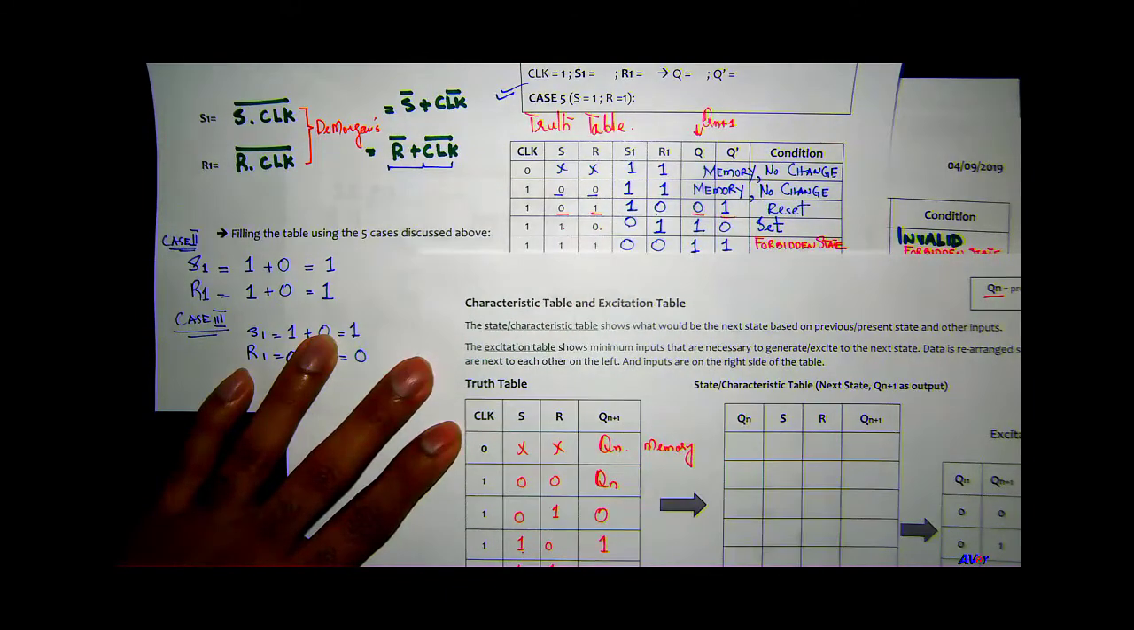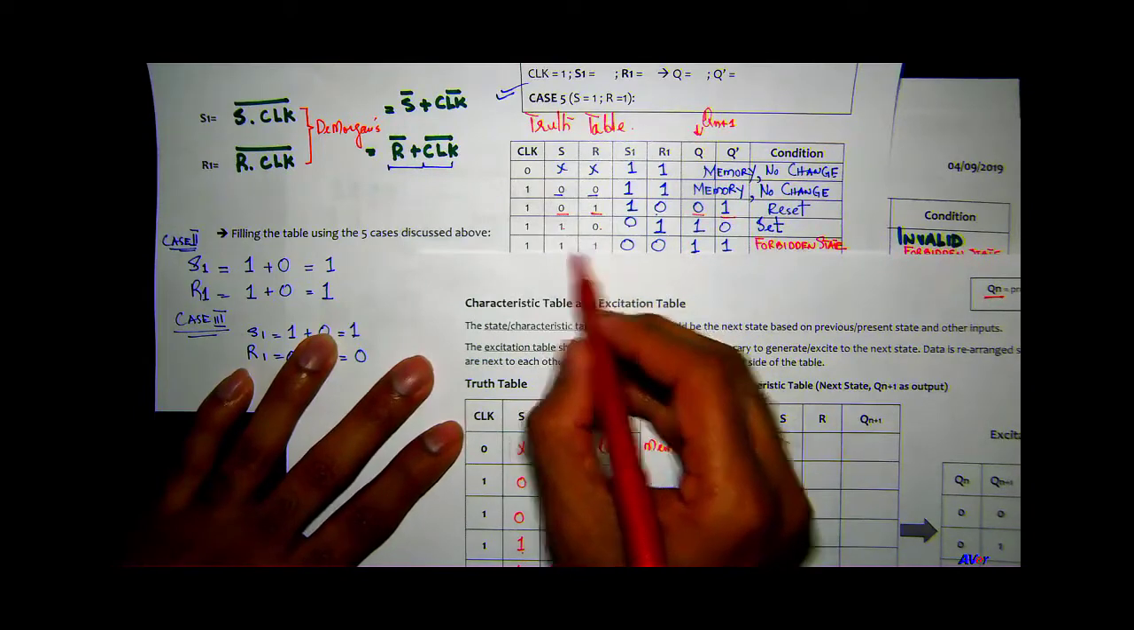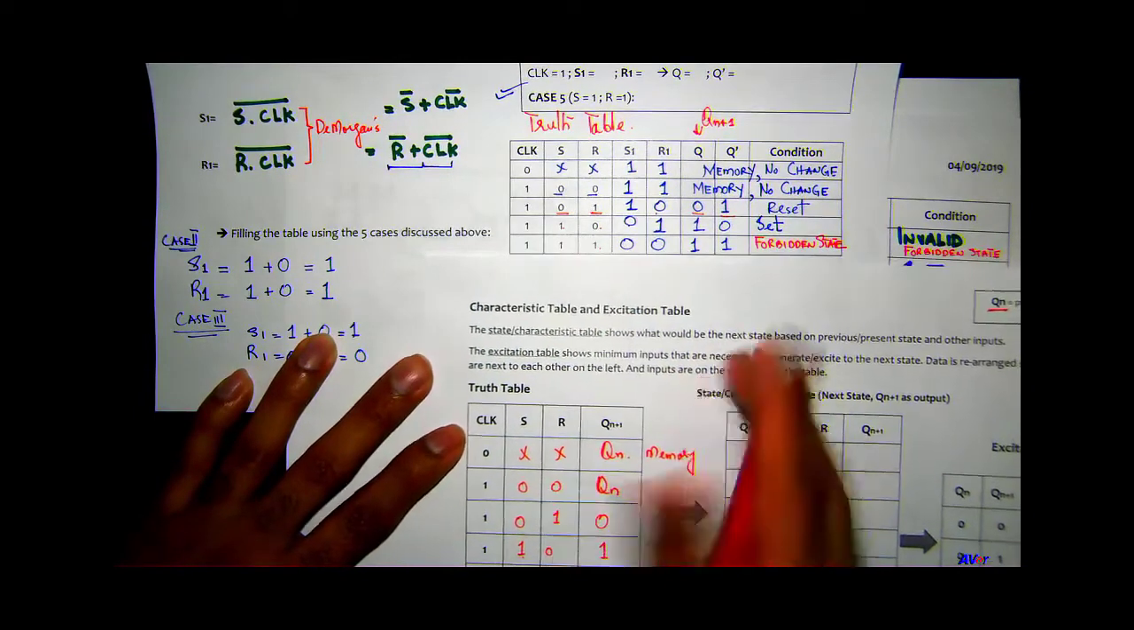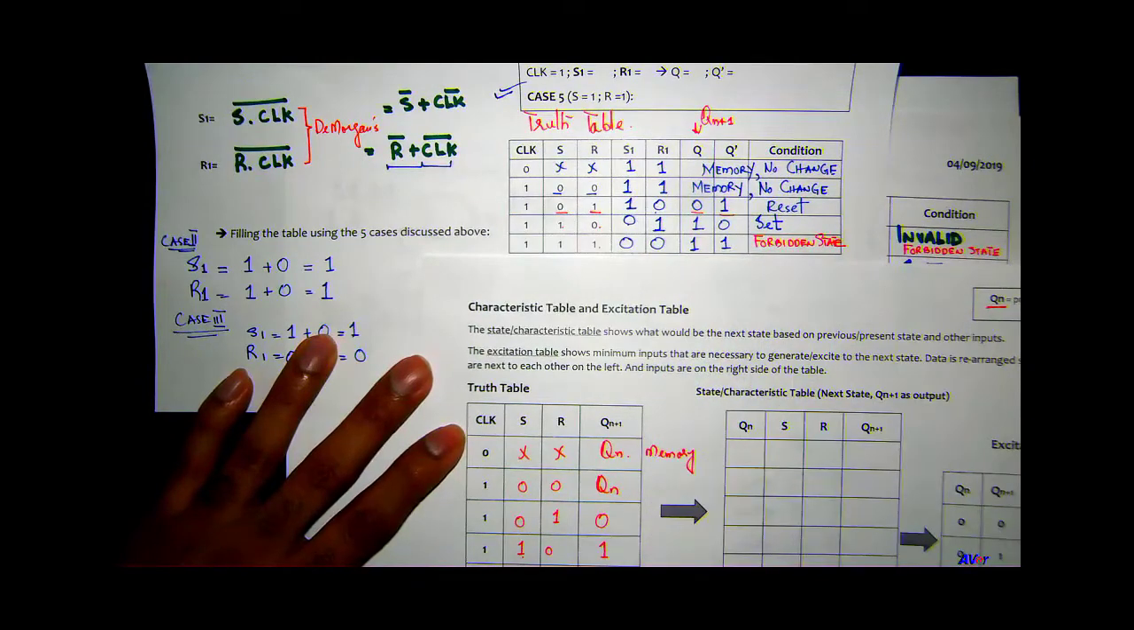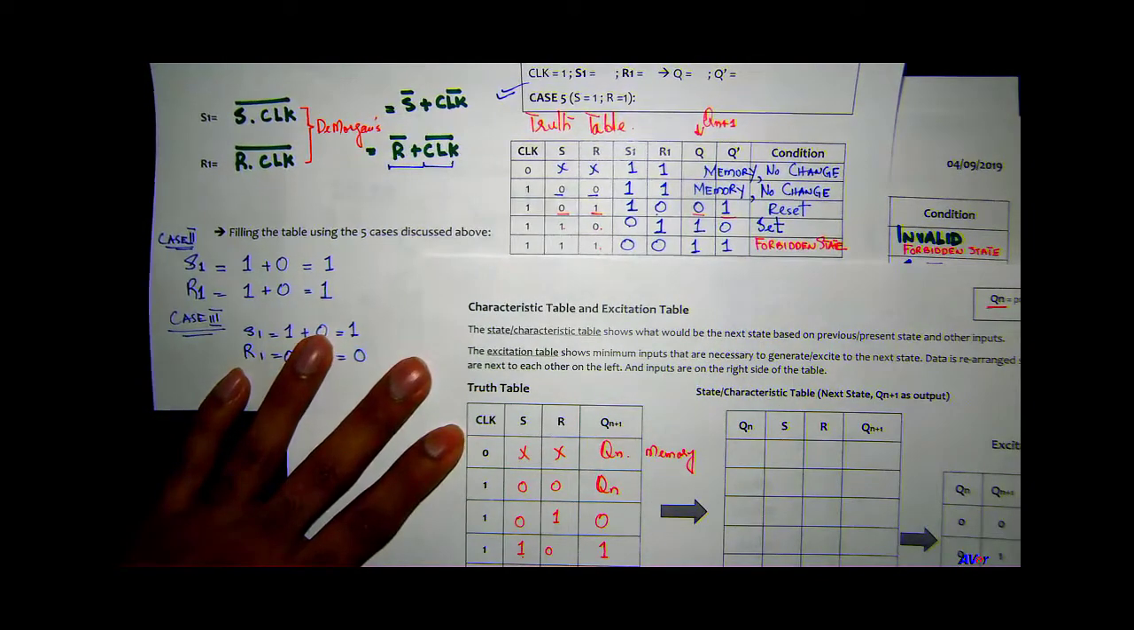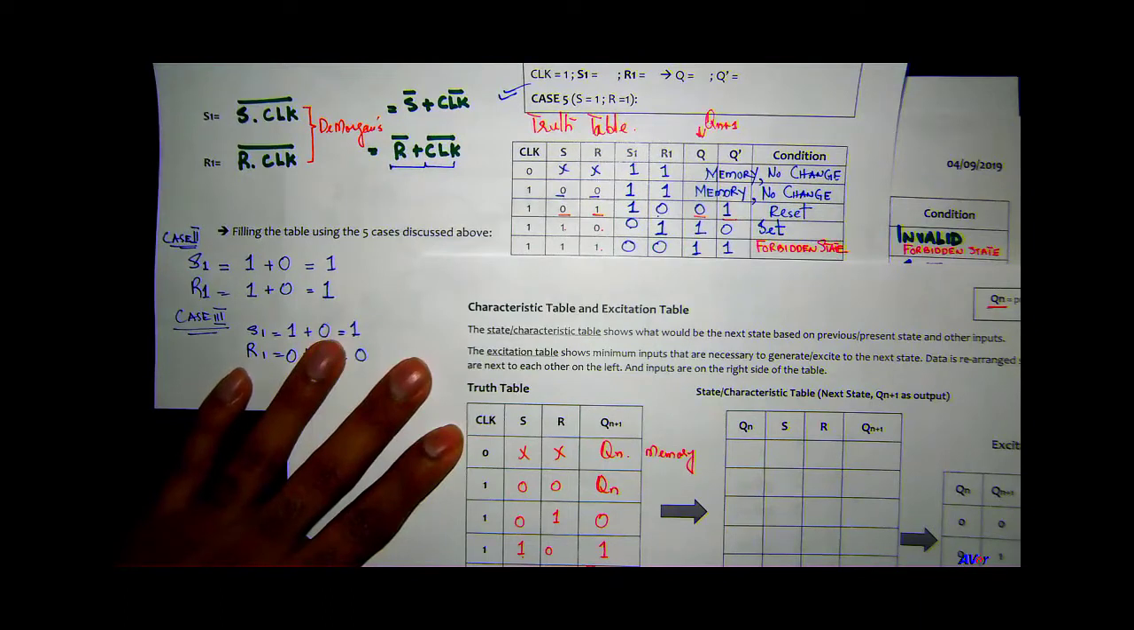And when S and R are both high, Q is actually 1, 1. That's a forbidden state, so we just don't care about it. I'll just write it down as forbidden state here.